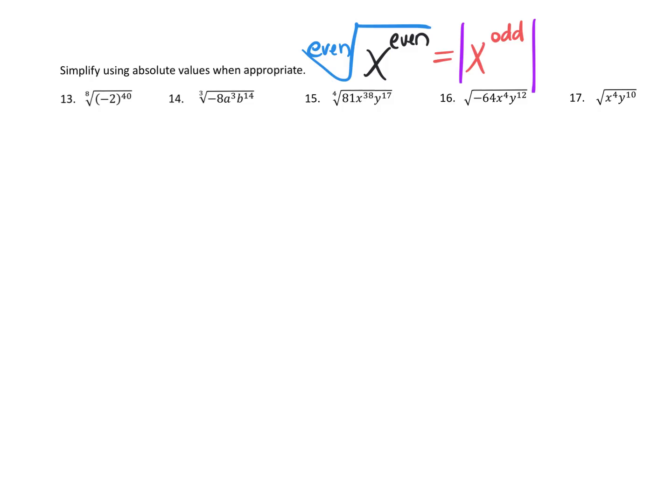So for number 13, remember the shortcut is I can divide my exponents. 40 divided by 8 is 5. So I get negative 2 to the 5th power. 8 is even, 40 is even, the resulting exponent is odd, so I need absolute value bars. Negative 2 to the 5th power is negative 32, and the absolute value of that is positive 32.